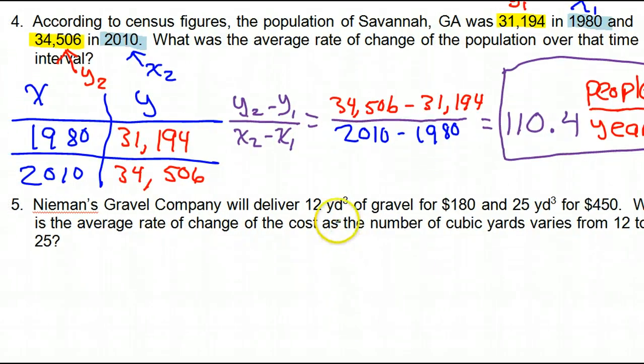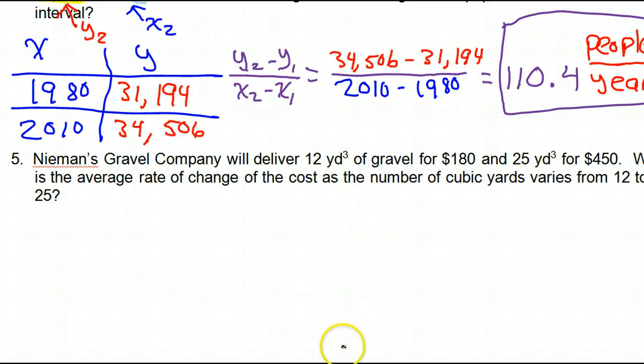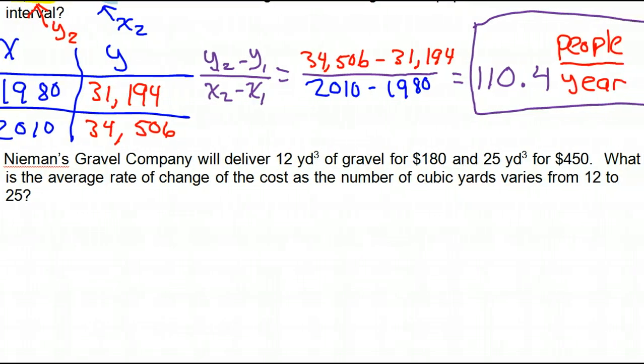All right, I'm going to do this one quicker now that you hopefully have the idea. Number 5. Okay, Neiman's Gravel Company will deliver 12 cubic yards of gravel for $180 and 25 cubic yards for $450. What is the average rate of change of the cost as the number of cubic yards varies from 12 to 25?